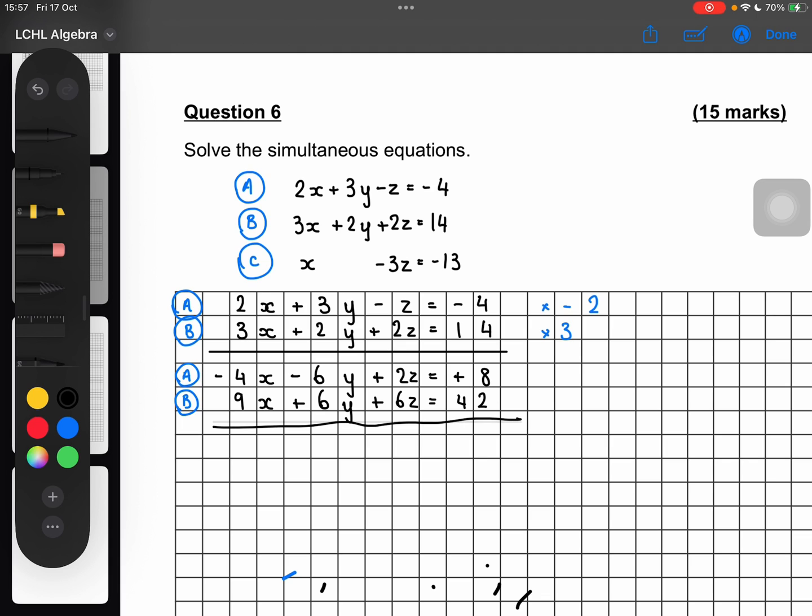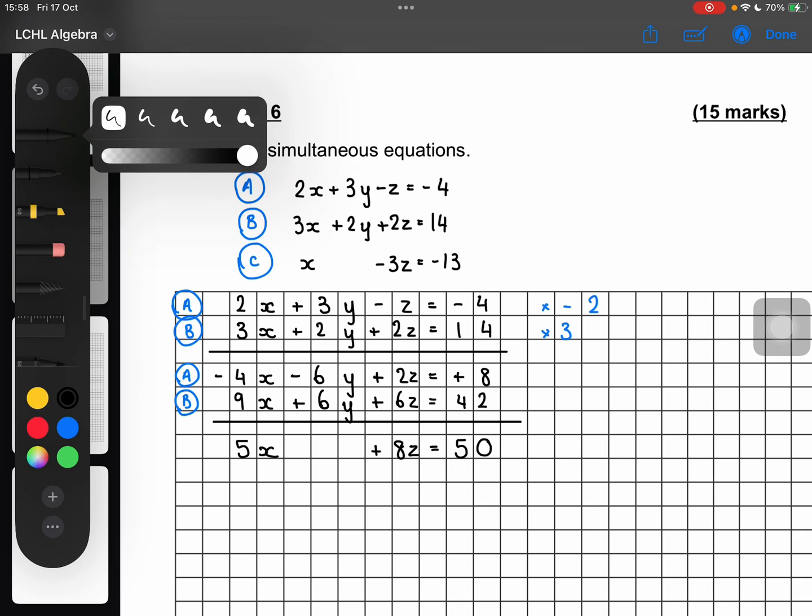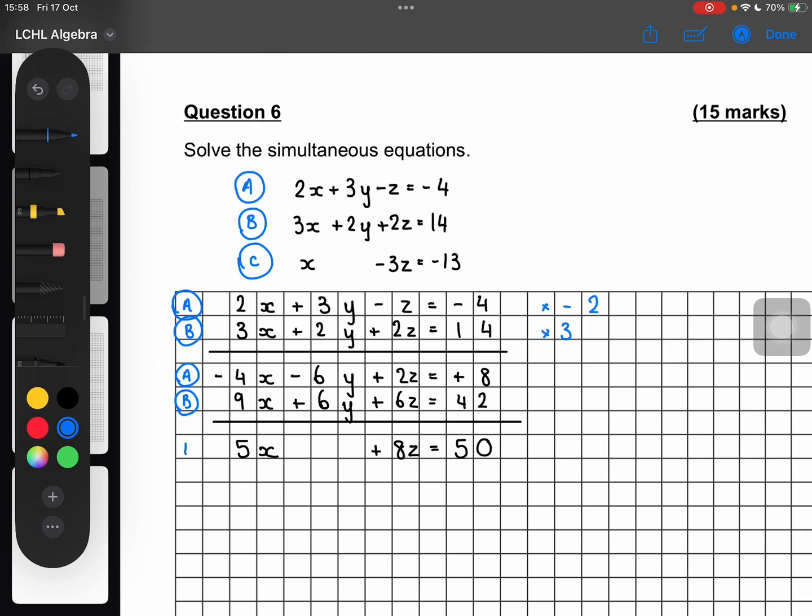So, okay, so add my lines together. So I have a minus and a plus there. That's going to give me 5x. Then my y's are going to cancel. Here, I'm going to have plus 8z. And that's going to be equal to 50. Okay. So I'm in a really good position now because I can call that equation D. Okay, so equation D, it's one of my new equations. I'm going to label it myself, equation D.